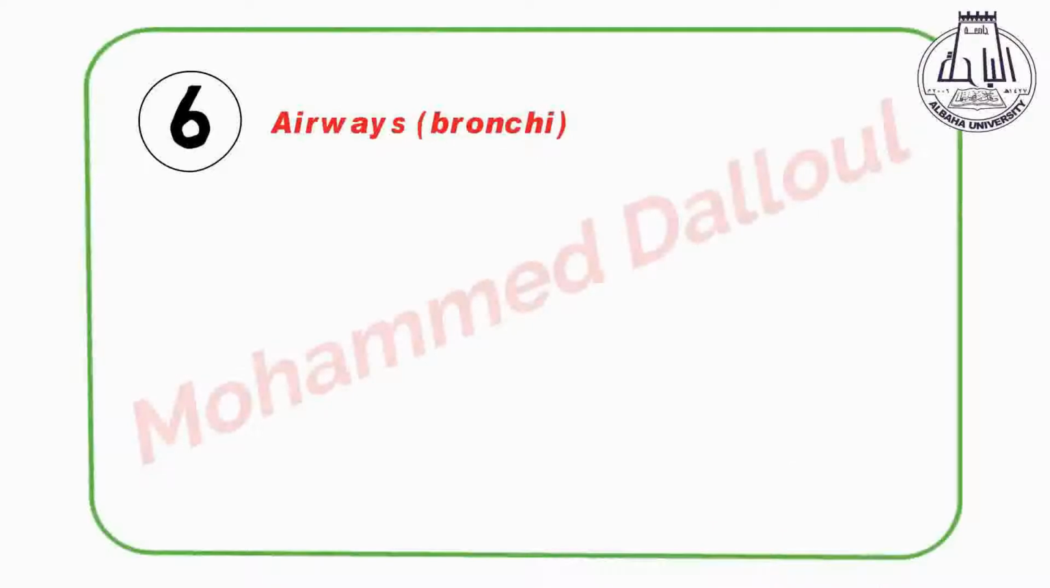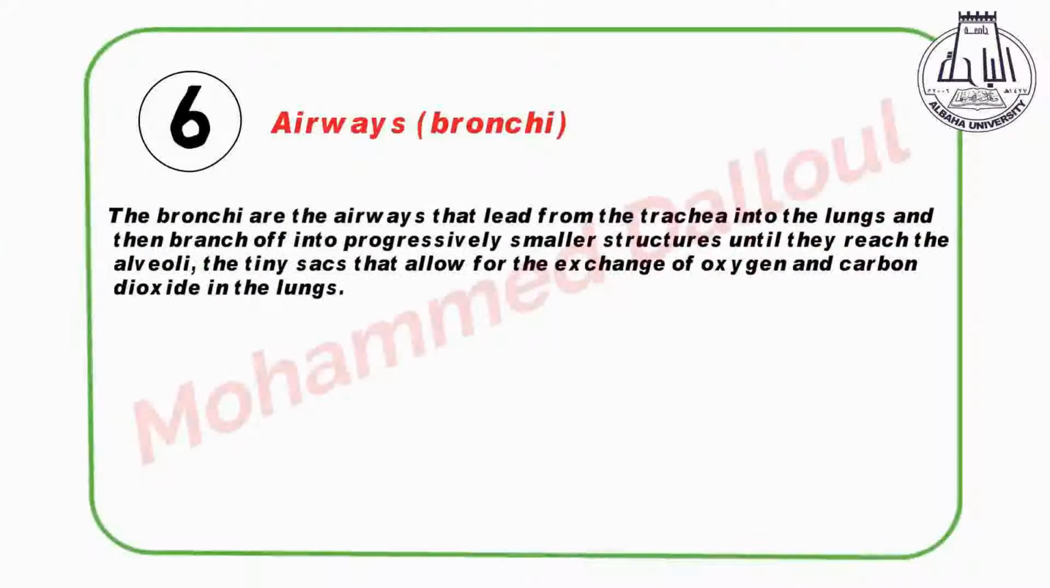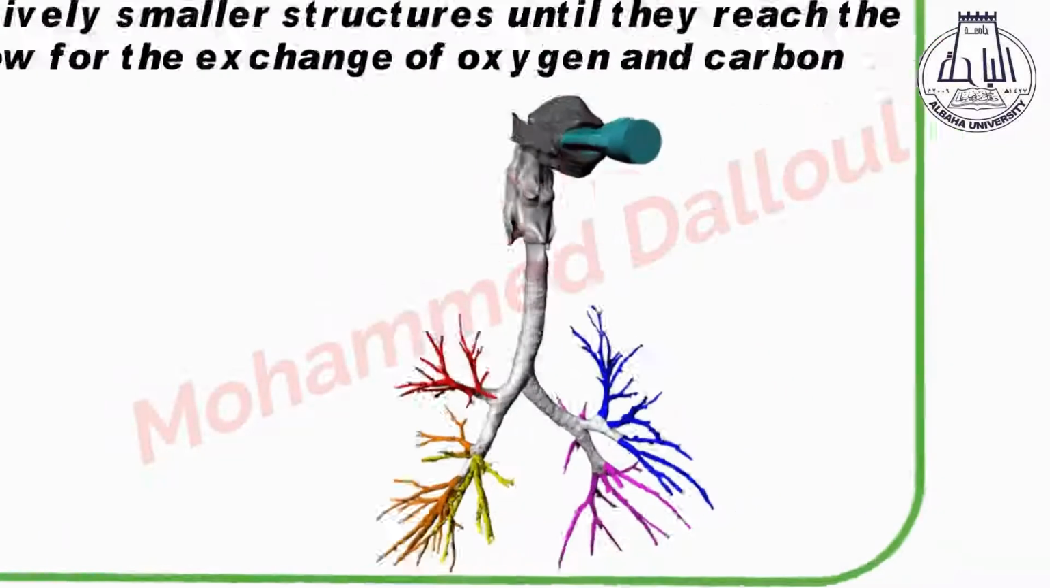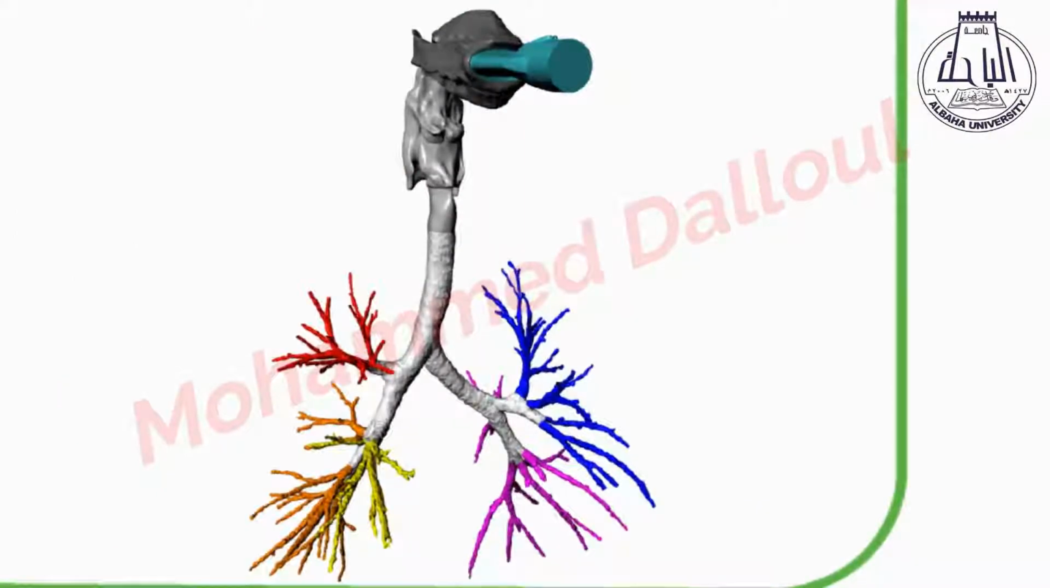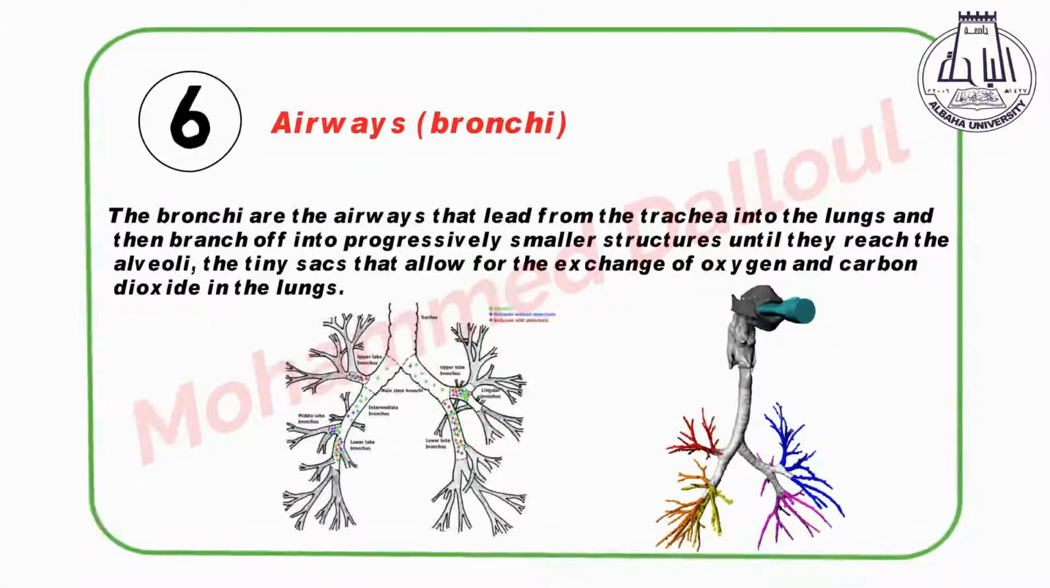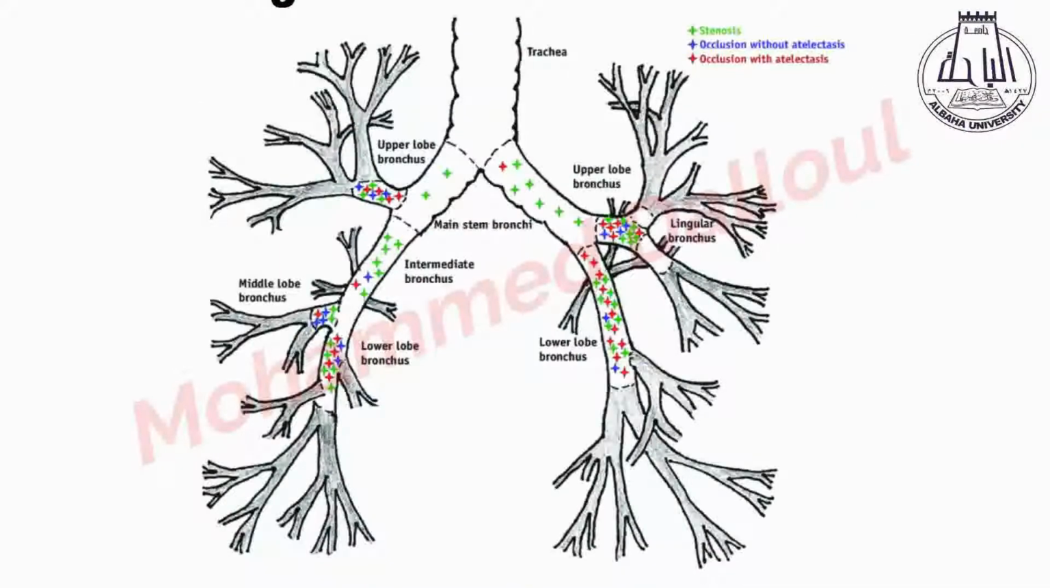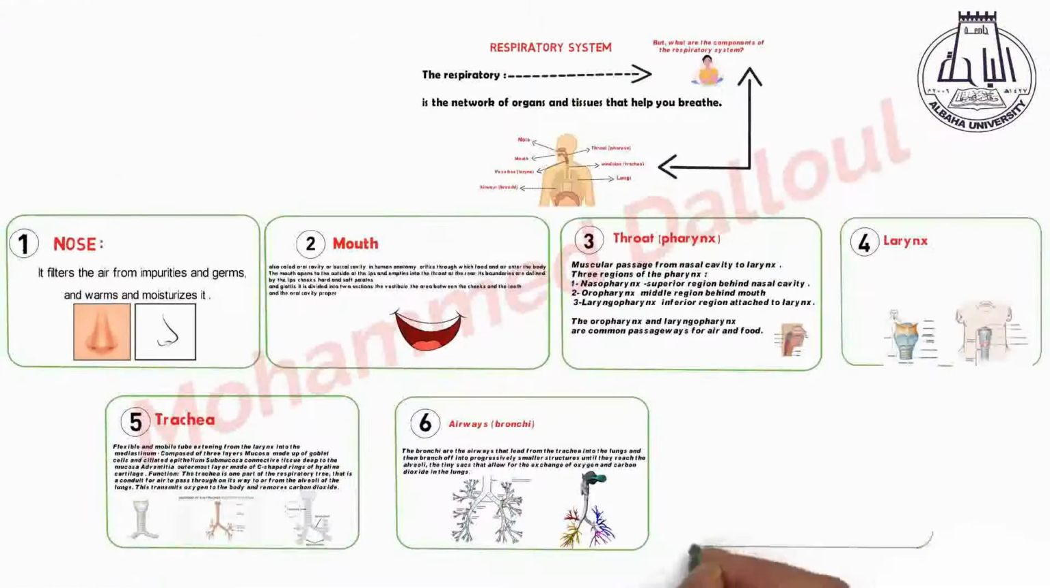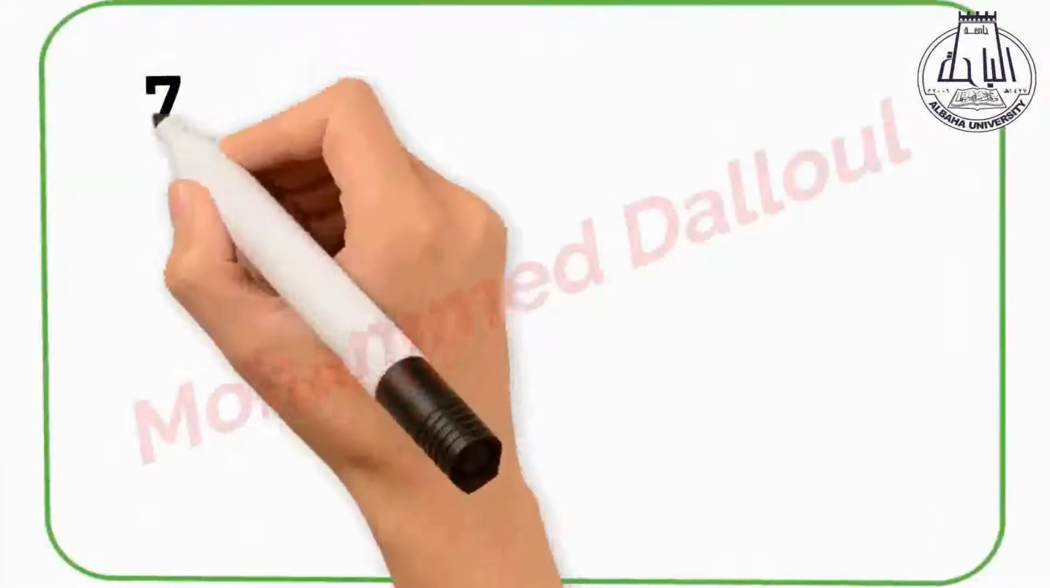Airways, bronchi. The bronchi are the airways that lead from the trachea into the lungs and then branch off into progressively smaller structures until they reach the alveoli, the tiny sacs that allow for the exchange of oxygen and carbon dioxide in the lungs.